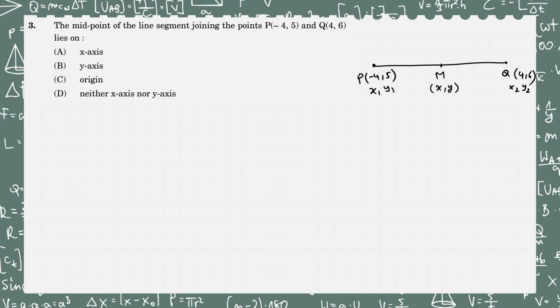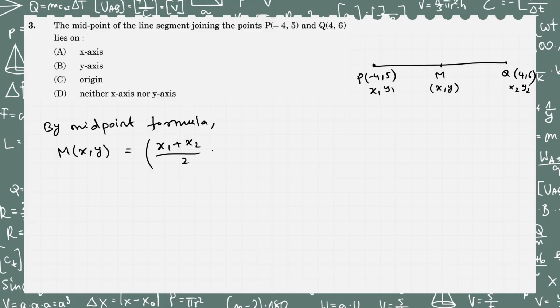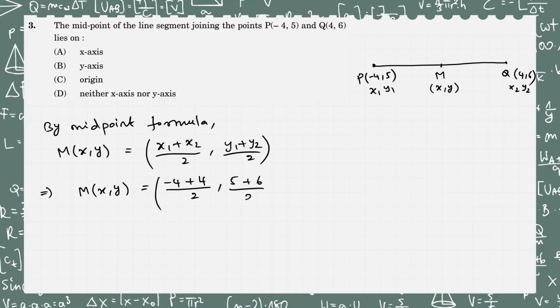Let us name P as x1, y1 and Q as x2, y2. And we know the midpoint formula. By midpoint formula, M's value should be equal to x1 plus x2 divided by 2, comma y1 plus y2 divided by 2. So that implies M x comma y is equal to x1 is minus 4 and x2 is plus 4 divided by 2. Y1 is 5 and y2 is 6 divided by 2.